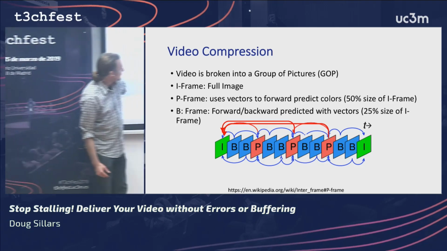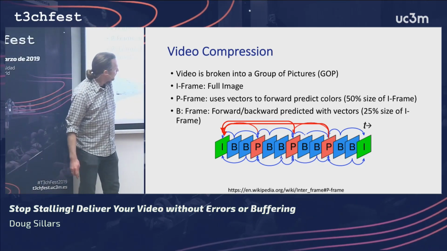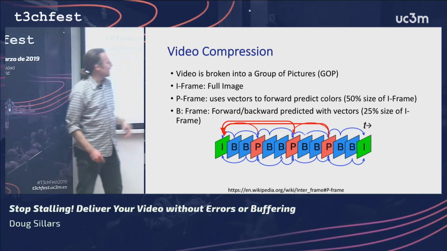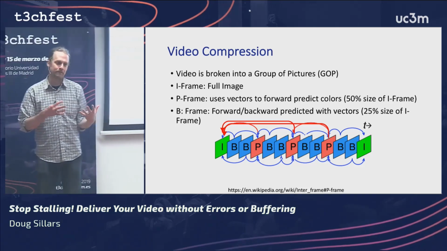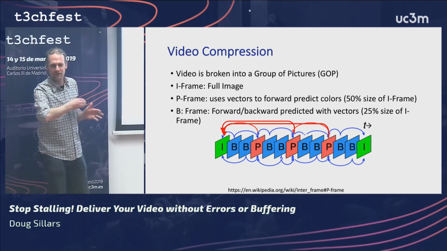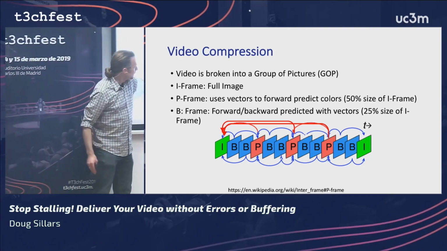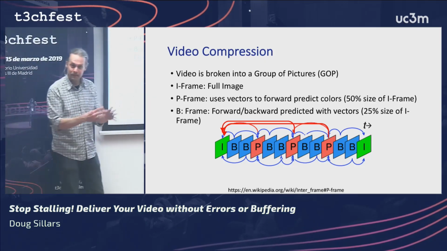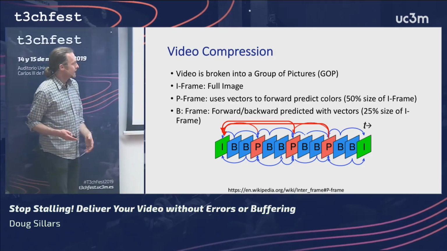But basically, the greens are full frames. The pink or the red are half size, so 50%. And then in between is 25%. And there's a bunch of math and vectors to make sure that you're doing compression. And so these aren't full-size images, and so you get a lot of compression. Videos are a lot smaller.